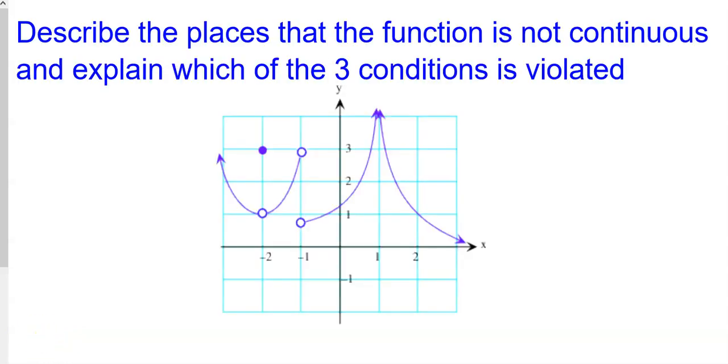Today we're doing the second day of 1.6 regarding continuity. So let's take a look here. In this graph we are going to describe the places that the function is not continuous and explain which of the three conditions is violated.